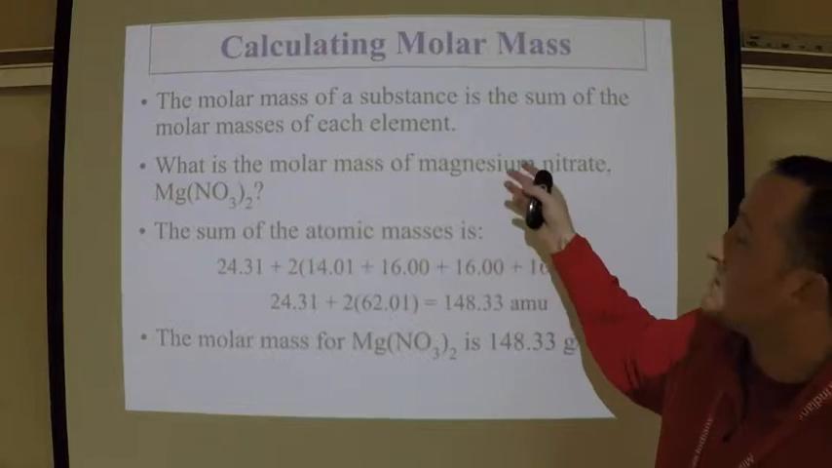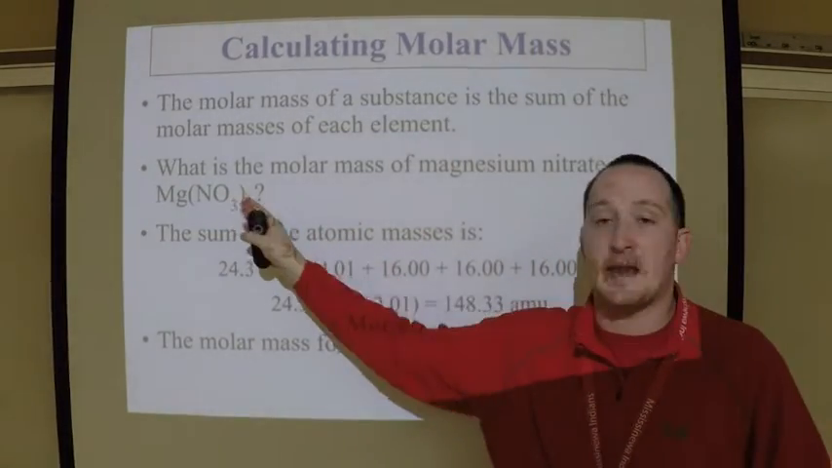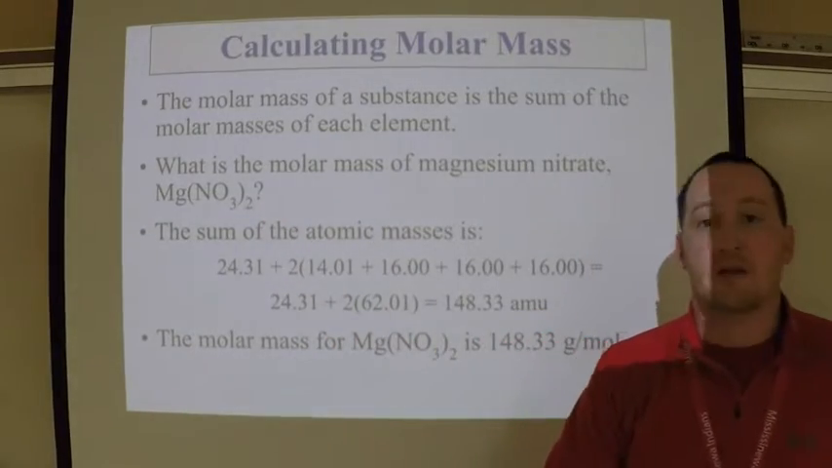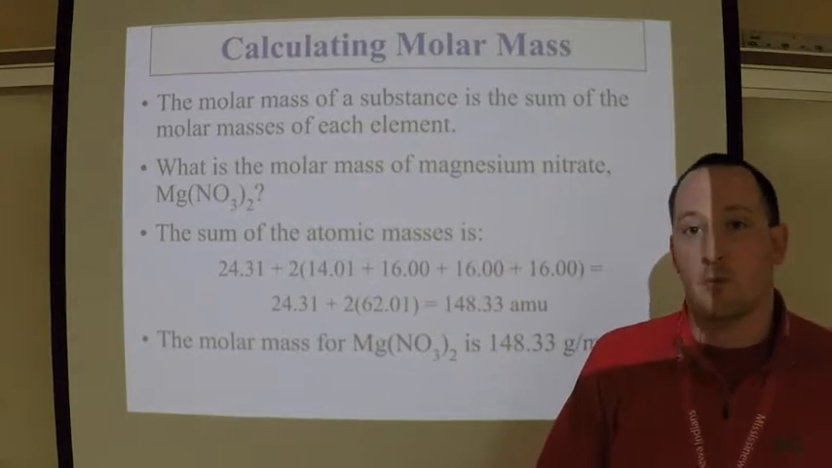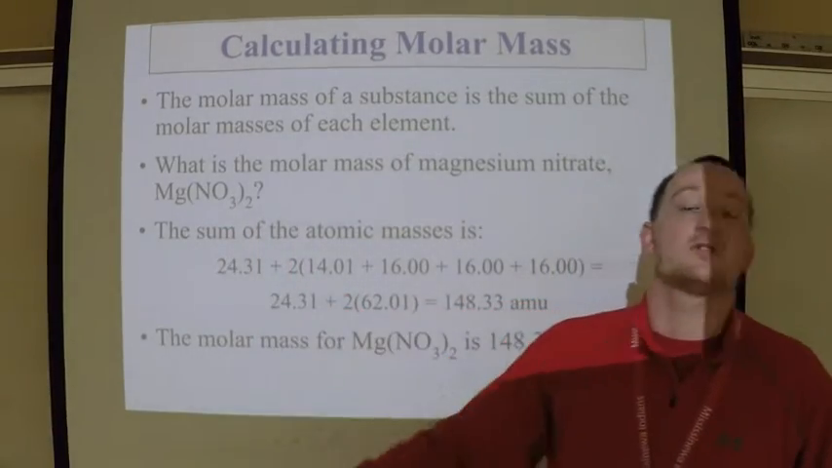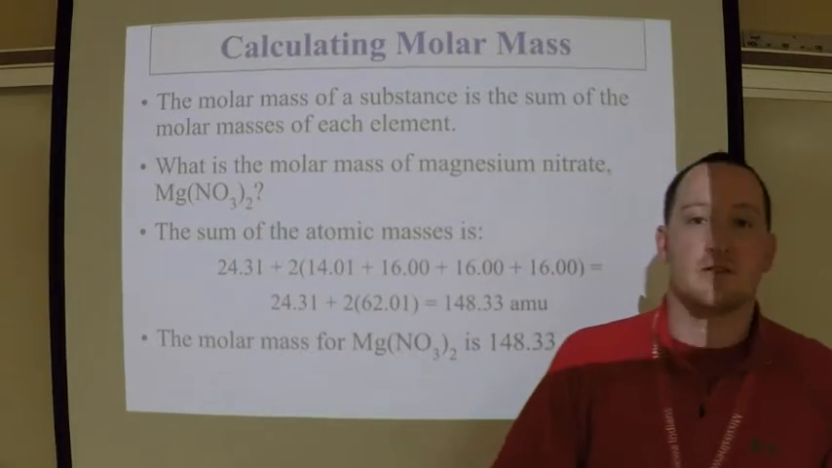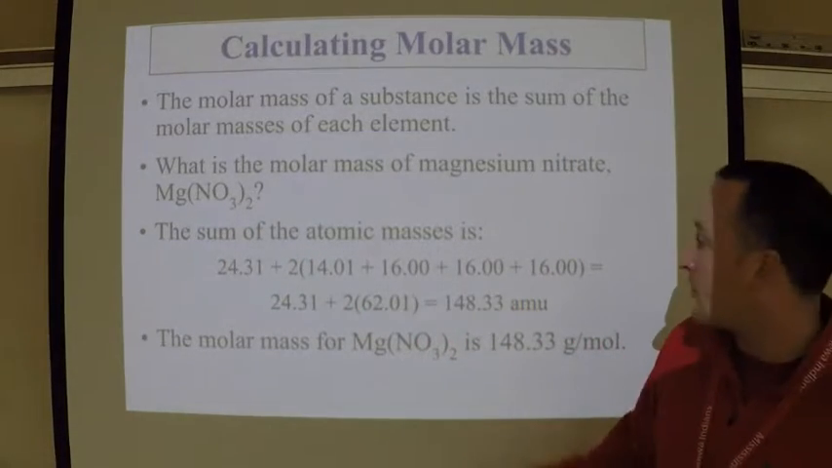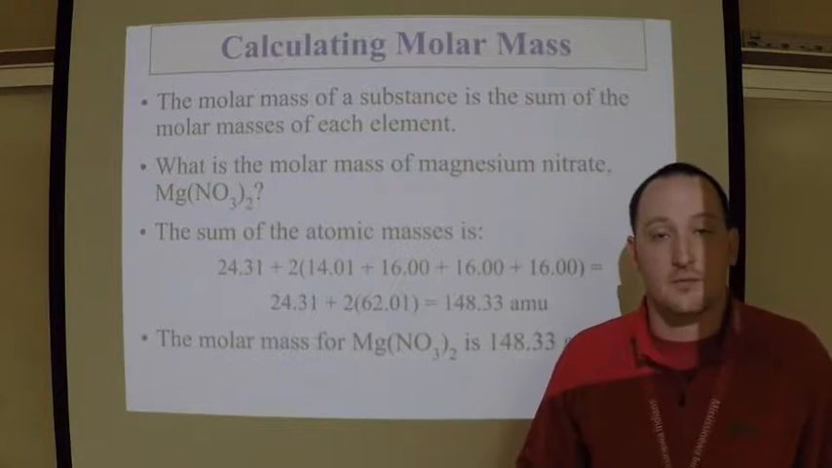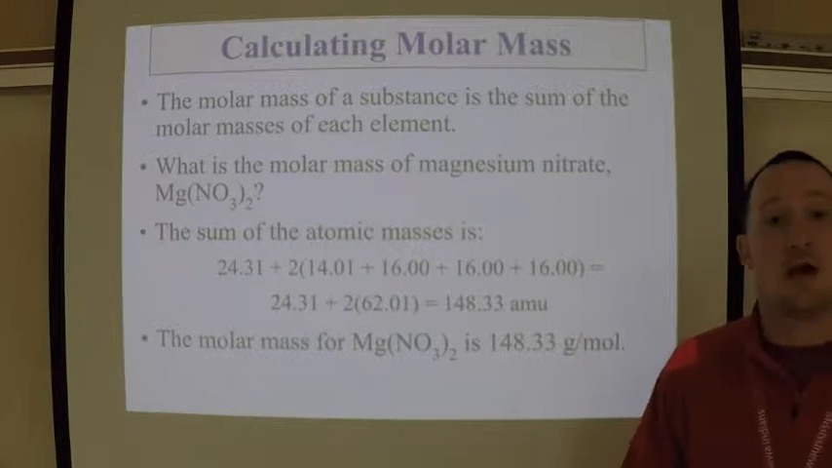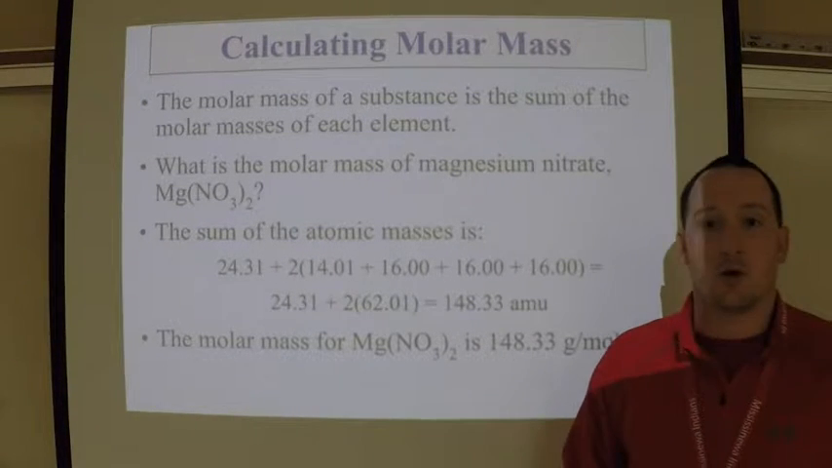Remember, to find the molar mass of magnesium nitrate, we looked on the periodic table and found the mass of magnesium. Because there's only one of them, we used 24.31. Then there were 2 nitrogens, so we added the mass of 2 nitrogens. And then there were 6 oxygens, so we added the 6 oxygens. We added those all together and we got 148.33 as our molar mass. That's a conversion that we can now use: 1 mole equals 148.33 grams.